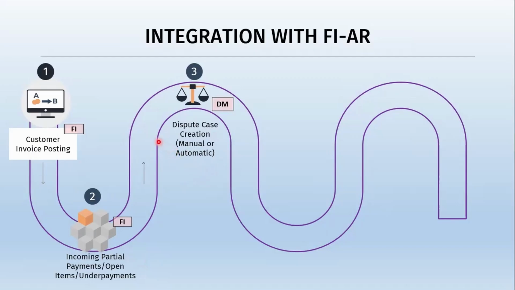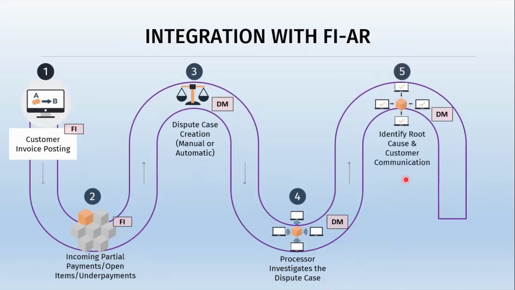Then once a dispute case is created, it is assigned to a processor. So the processor will investigate the dispute case. The assigned user reviews the issue, checks supporting documents, and collaborates with the internal team. Then once the investigation is done, the outcome of the dispute case, or the root cause, is communicated. The processor identifies why the dispute occurred and communicates the finding or the clarification to the customer.